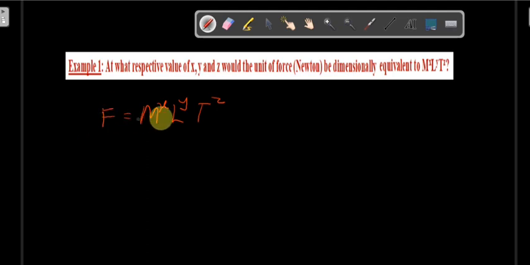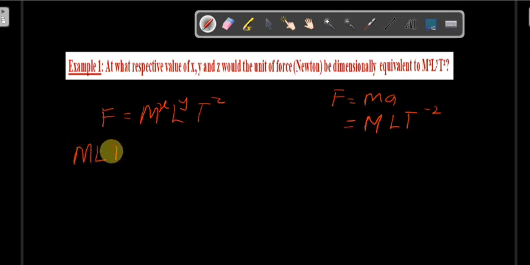So we know that you can use the formula to look for the dimension of force. You know that force is equal to mass times acceleration, and the dimension of mass is M. Then the dimension of acceleration is LT minus 2. You can refer to the table in the previous video. So we'll have this one. On this side, we're going to have M LT minus 2 is equal to M to the power of x, L to y, and T to z.